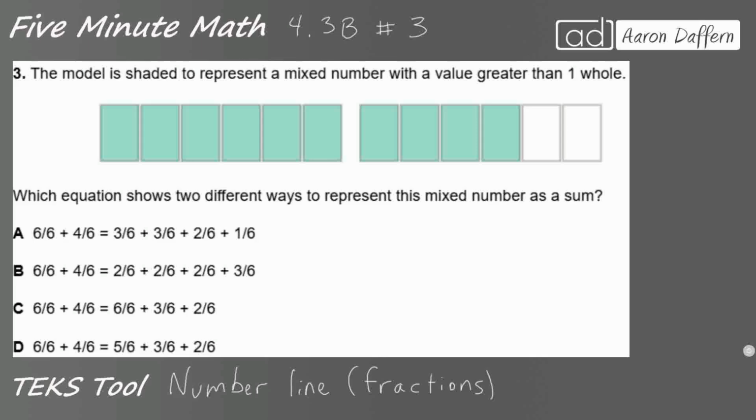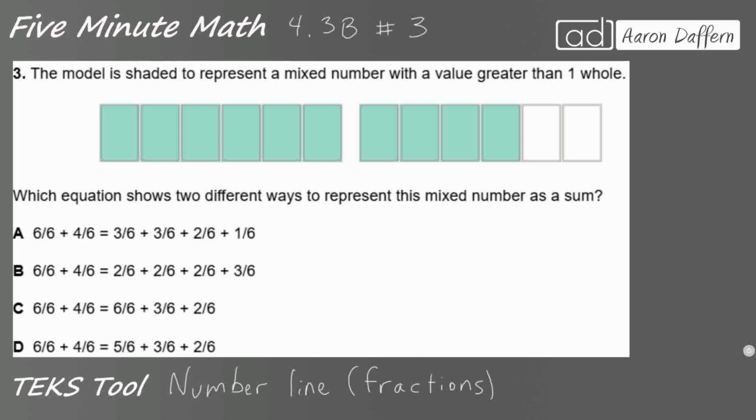Today we are looking at the TEKS tool number line. We are working with fractions with a problem related to TEKS 4.3b. We will solve it in 5 minutes or less. If you haven't done so already, please go ahead and take a moment to pause the video, work this problem out on your own, unpause it, and we will look at our answers together.